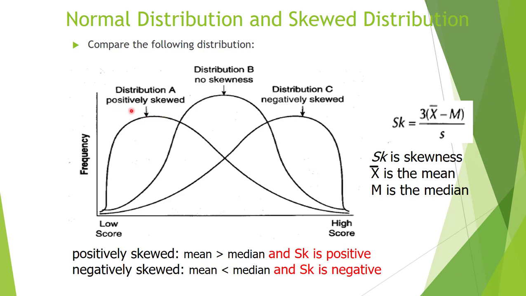Okay, again, positively skewed means you have more data points towards the lower end, and it is not symmetrical, it's skewed. For a negatively skewed distribution, that means you have more data points towards the higher end, and it's not symmetrical, it's skewed. Okay, so that's how skewed distributions compare to the normal distribution. Okay.